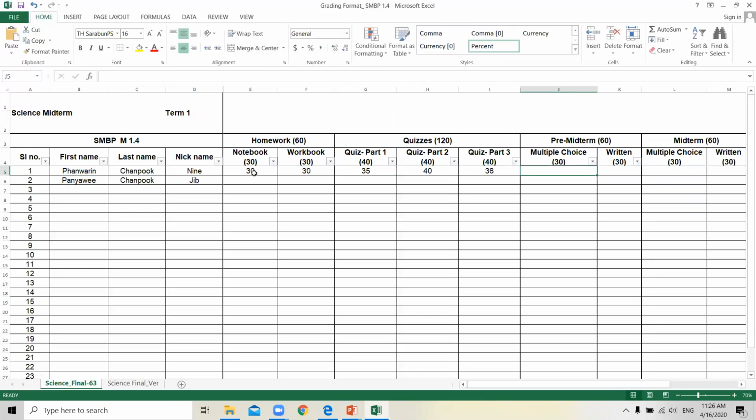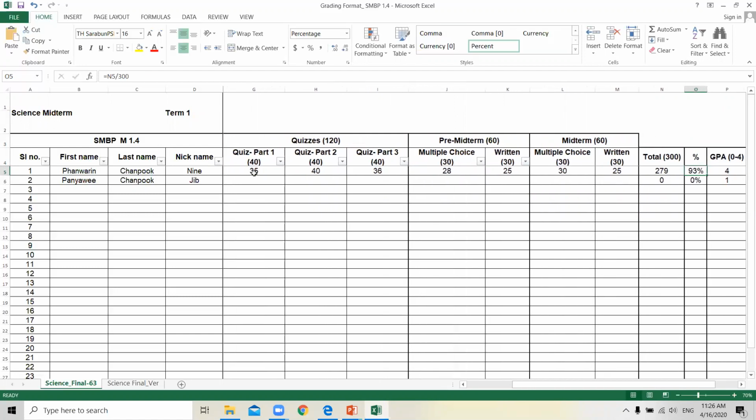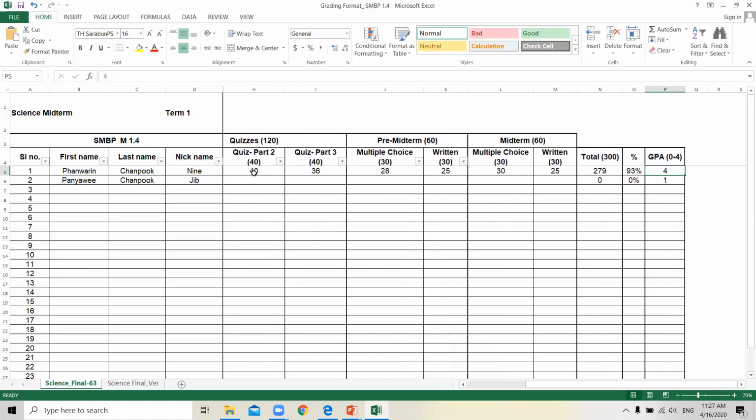Then in the pre-midterm, if you do really well, you could get at least 28, then 25, and then multiple choice, maybe 30, and written 25. So this is the way you can get at least 93% marks, and that will get you a grade 4, and this is fantastic.